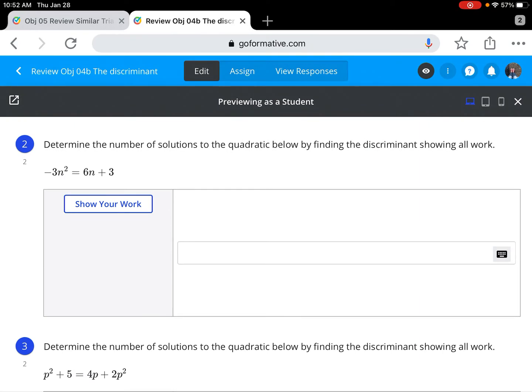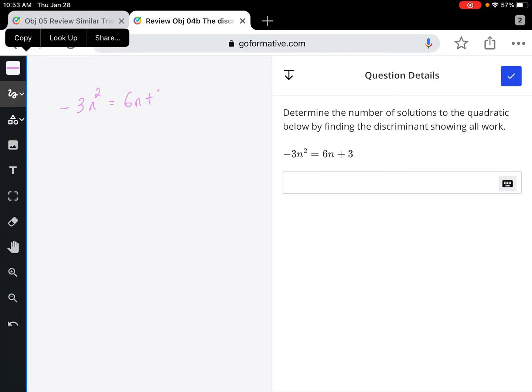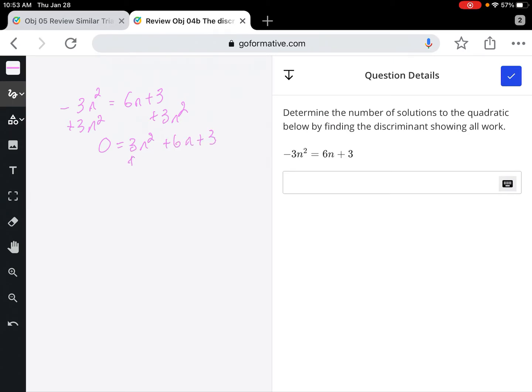Number 2, determine the number of solutions by finding the discriminant, showing all work. So for this one right here, you're going to do the same thing. Make sure you set it equal to 0. This is 3n squared is equal to 6n plus 3. It doesn't matter which way you do it. I'll do it both ways. You could have subtracted 3n squared. So this would have been 0 is equal to 3n squared plus 6n plus 3, and a in this case would have been 3, b would be 6, and c would be 3.